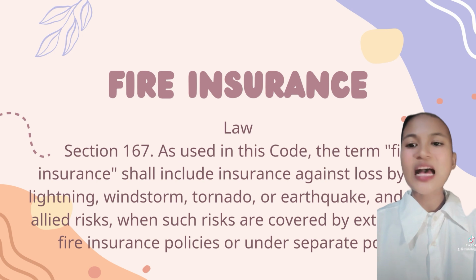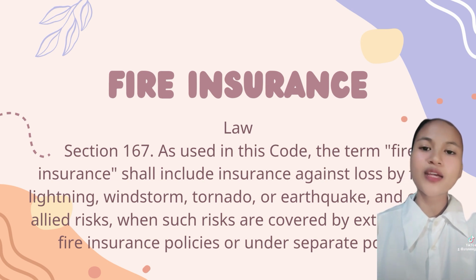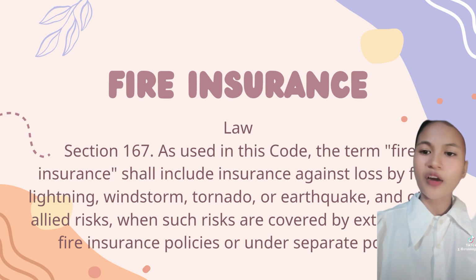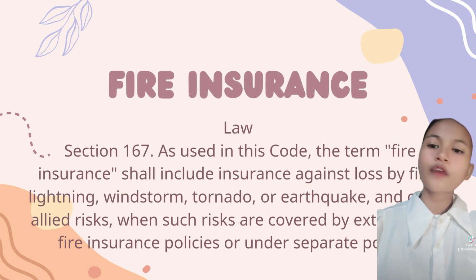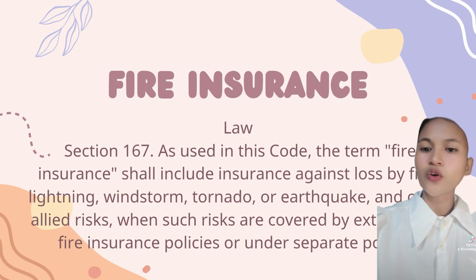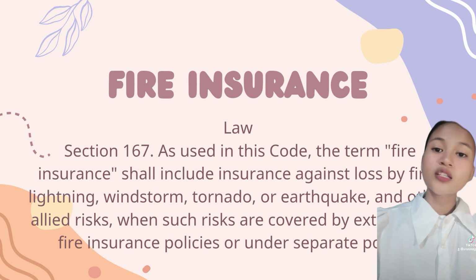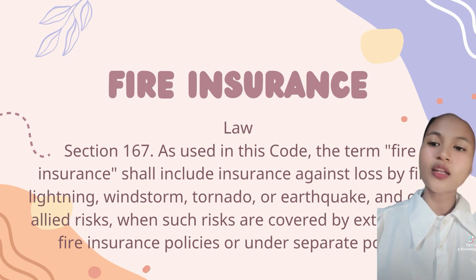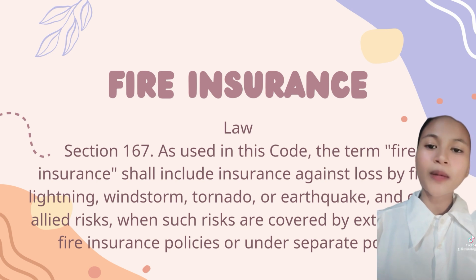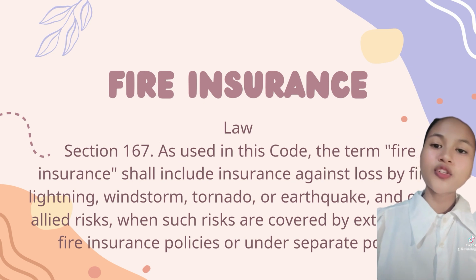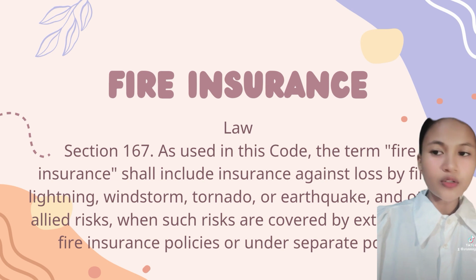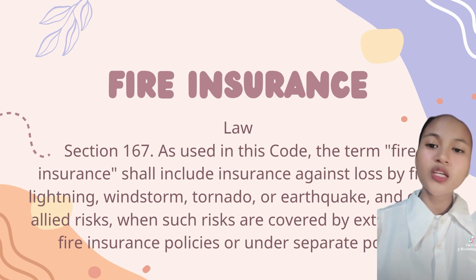In Section 167, as used in this Code, the term fire insurance shall include insurance against loss by fire, lightning, windstorm, tornado, or earthquake, and other allied risks when such risks are covered by extension of a fire insurance policy or under separate policies. Fire insurance is essentially a contract of indemnity, and fire insurance only insures against a hostile and not a friendly fire. Under an open policy, the measure of indemnity is the actual loss sustained, and the burden is upon the insured to establish the amount of such loss. Under a valued policy of fire insurance, the valuation in the policy is conclusive between the parties.